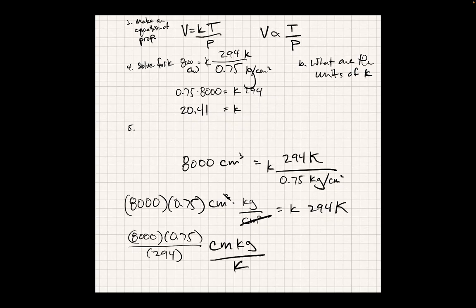Is it kilograms over centimeters squared or centimeters cubed? So here I started off with centimeters cubed, and I multiplied it by kilograms over centimeters squared. So that left kilograms in the numerator and centimeters squared in the denominator, with centimeters cubed in the numerator. So 3 minus 2 is 1.